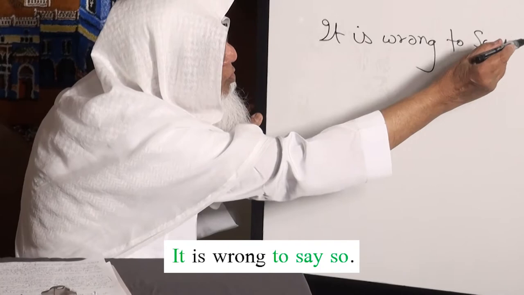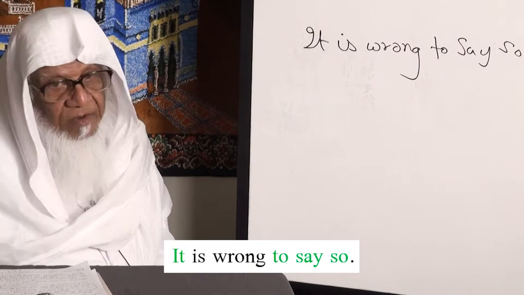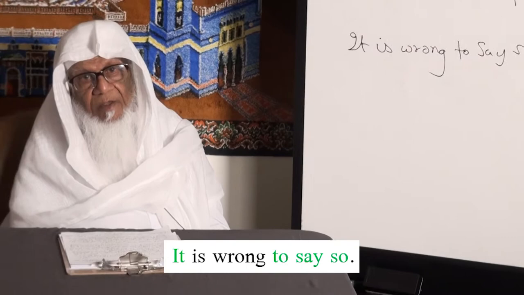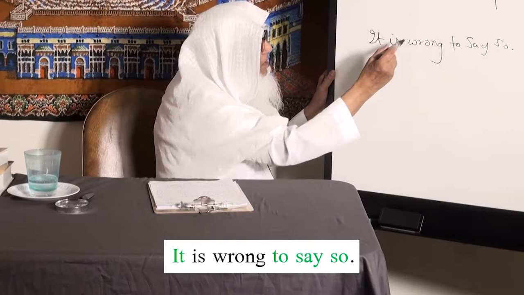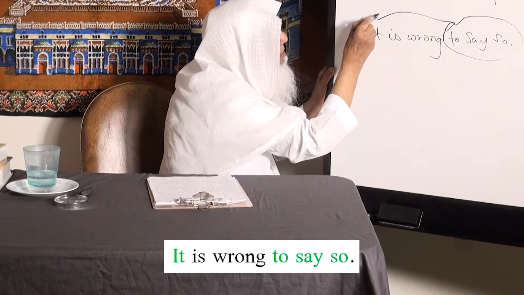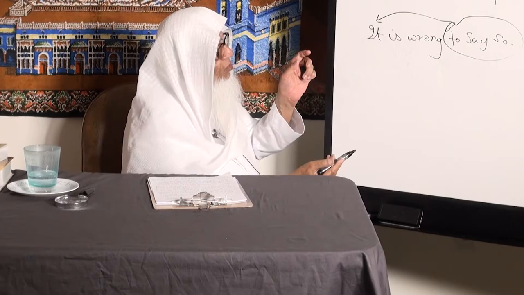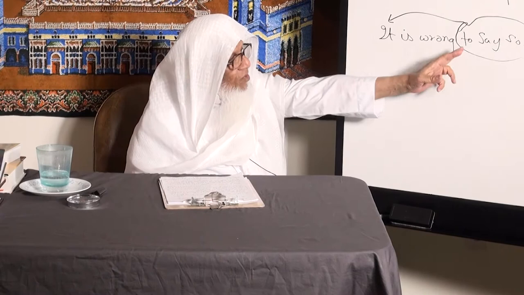Now what is it here? What does it refer to? There is nothing before it. But we understand. It here does not refer to anything previously mentioned. It refers to something which comes after. It is wrong to say so. You can also say, to say so is wrong. So actually to say so is a mubtada, and is wrong is khabar.